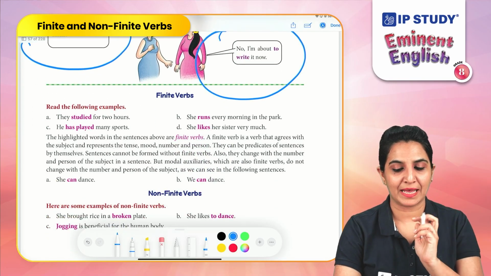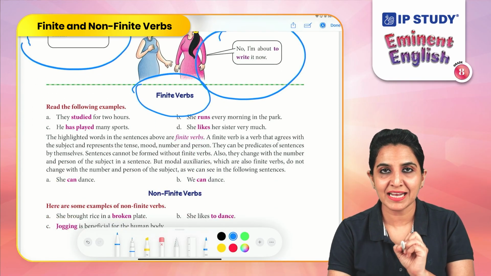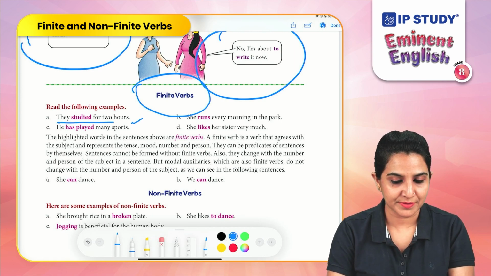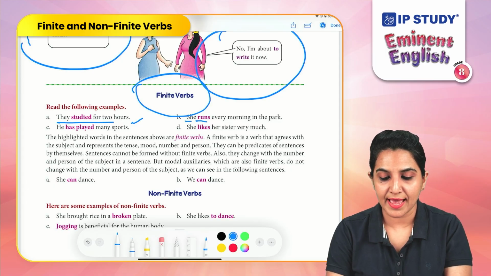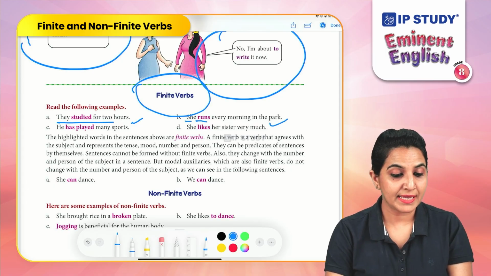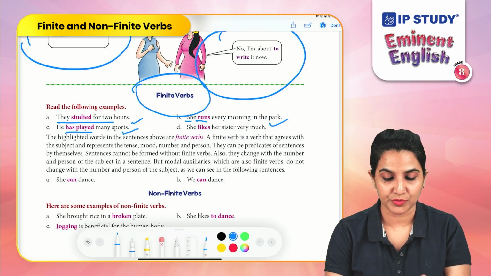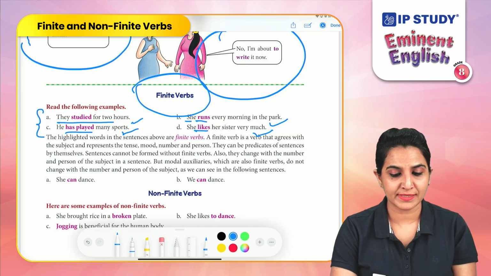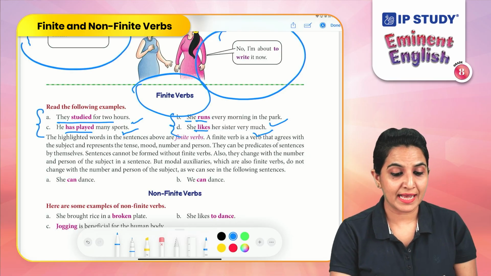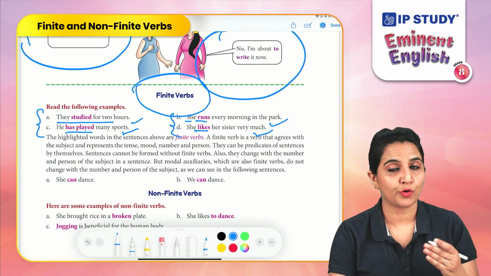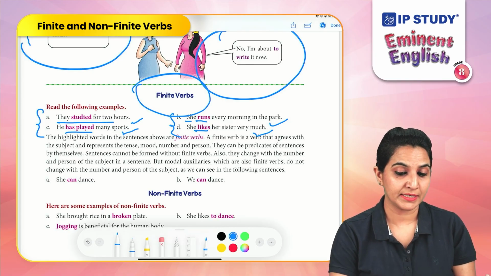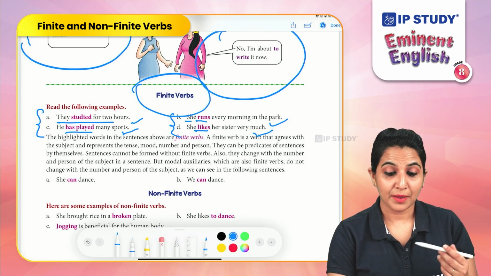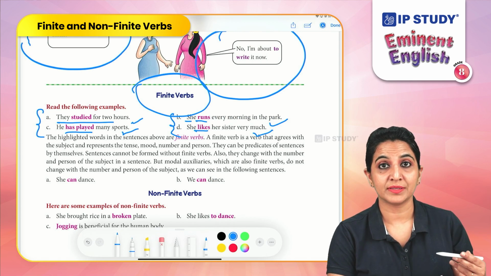Let's read some more examples of finite verbs and understand them in depth. They studied for 2 hours. She runs every morning in the park. He has played many sports. She likes her sister very much. In all these 4 sentences, we observe that there are different tenses used for each verb. Study becomes studied, run runs, play has played, like likes. Because these verbs were dependent on the subject.